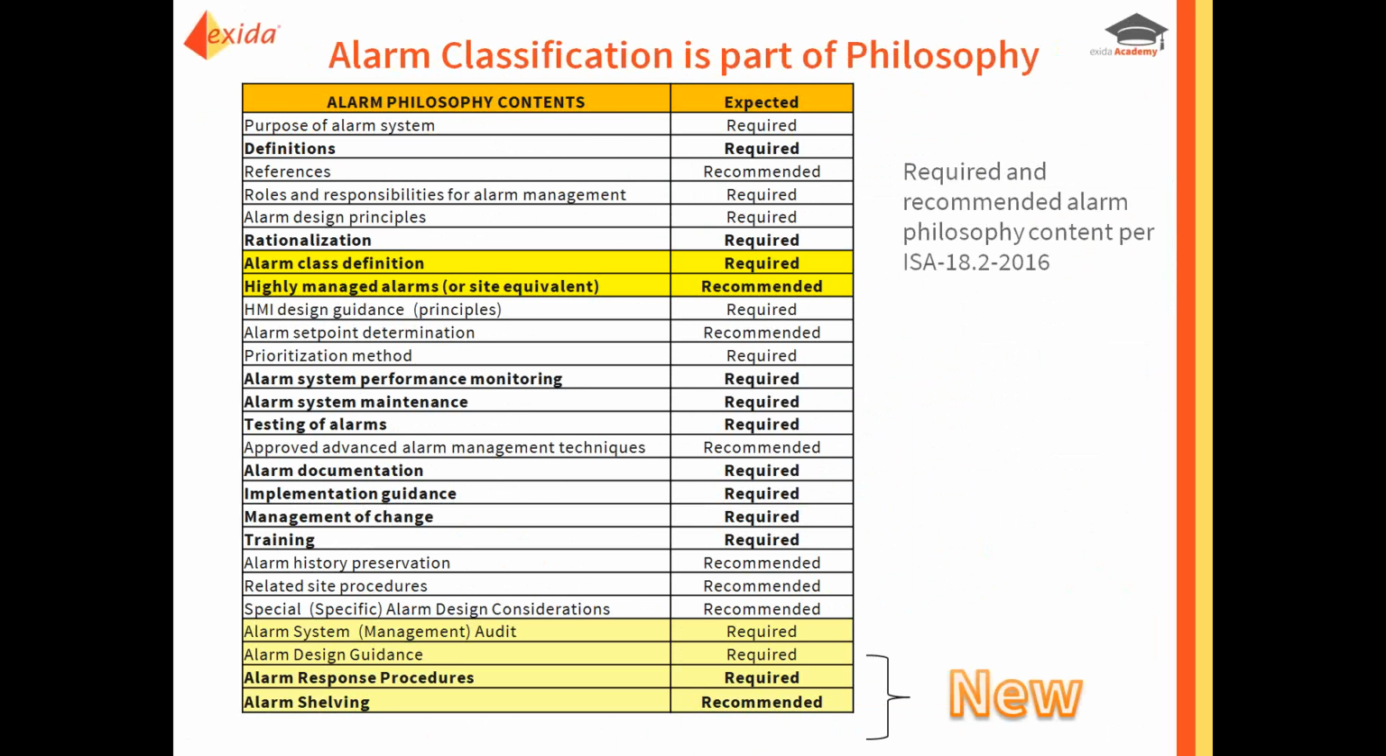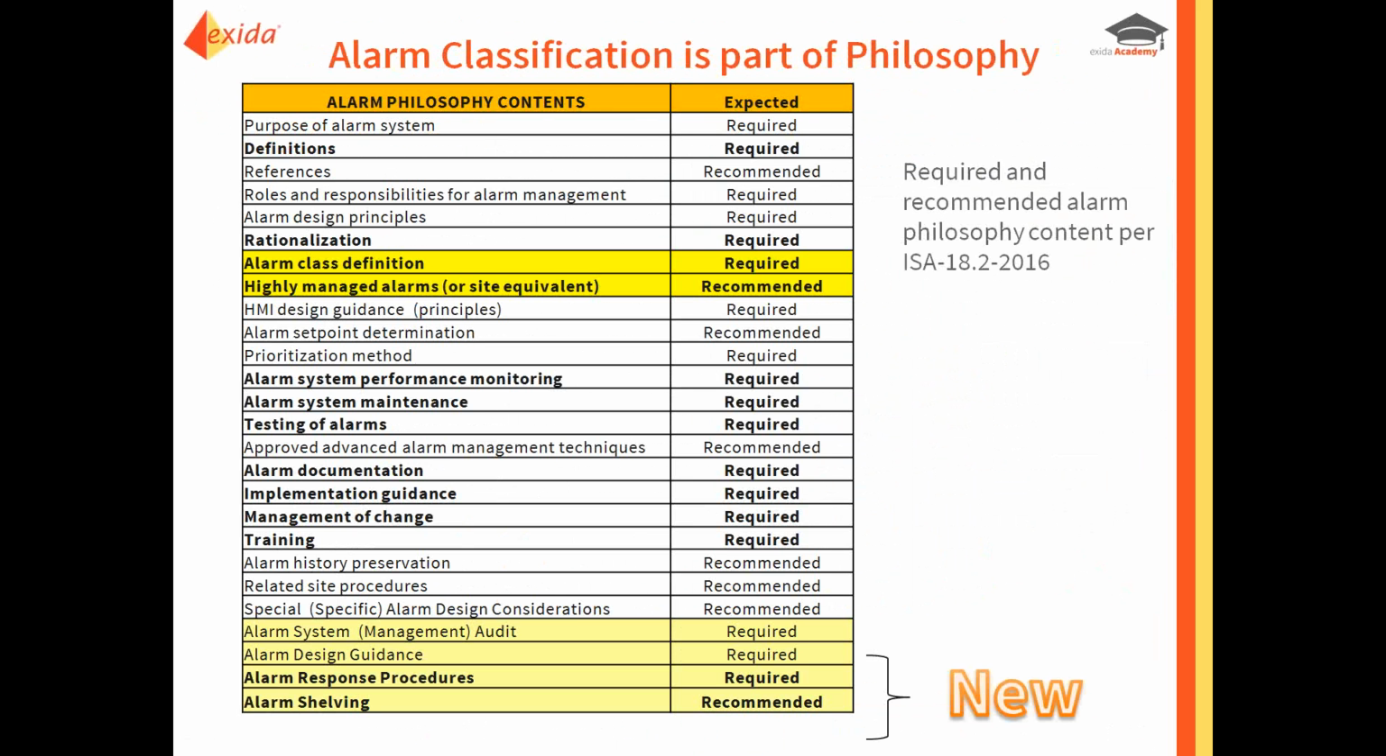Alarm philosophy is the standards for what you will follow for alarm management at your site. And it's also the first or top stage in the alarm management lifecycle. So ISA 18.2 defines requirements for what content should be included in an alarm philosophy. And you see that listed here. Things like, what is the purpose of the alarm system? How do you do rationalization? And we said rationalization includes classification.